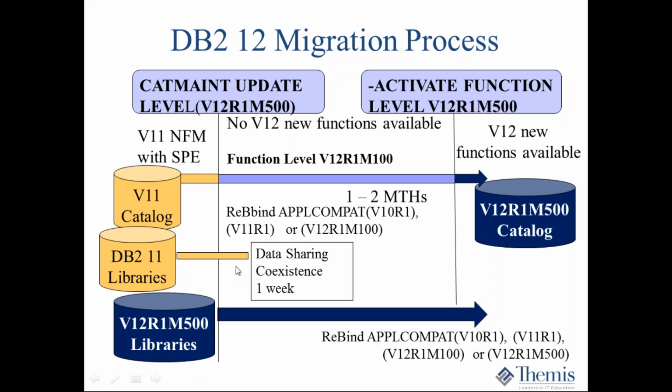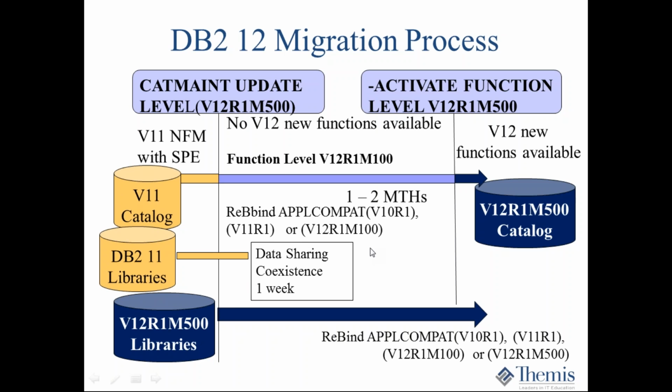We want to recycle each data sharing member so it's pointing to the new libraries, so each data sharing member's library level and catalog level are at the appropriate level. But function level, functionality, has not been turned on yet.